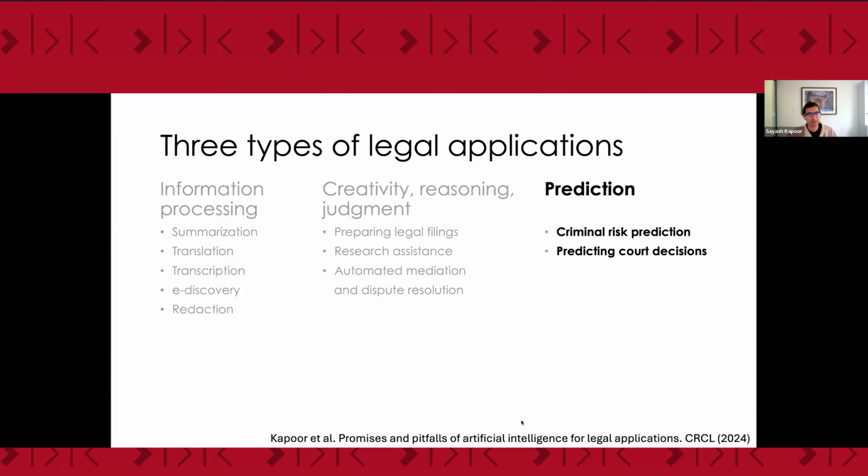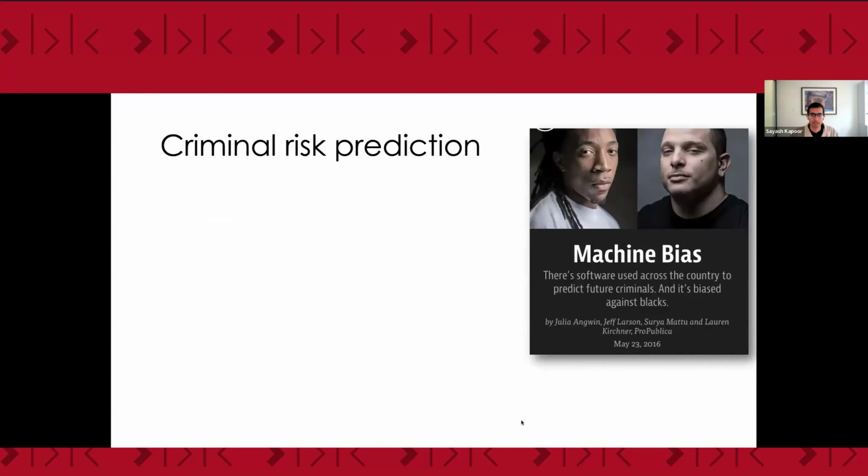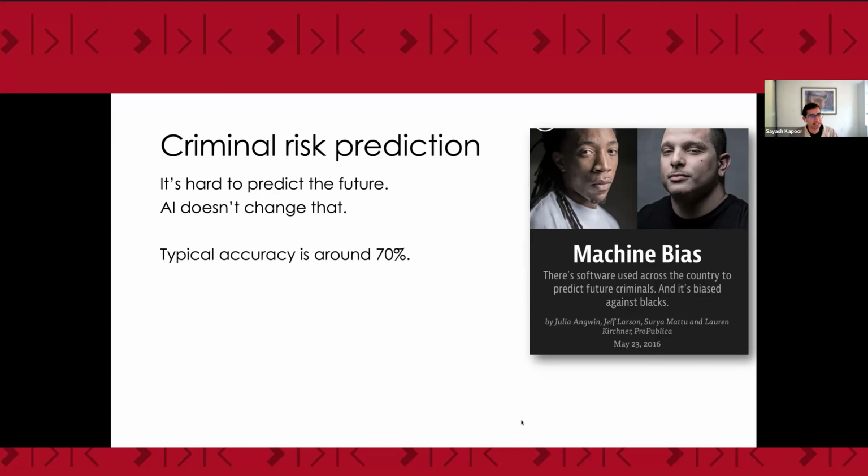Okay, so this brings us to the third type of legal application, that is tasks involving predictions about the future. One of the most prominent examples of such a task in the last few years has been criminal risk prediction. So the slide shows a screenshot of this investigation by ProPublica that found that risk prediction algorithms in criminal justice can be biased against Black people. Now, what stood out to me from this investigation was not just the fact that there's a lot of bias in the false positive rate of the algorithm, but in fact, that the algorithm's accuracy in many cases is really, really low.